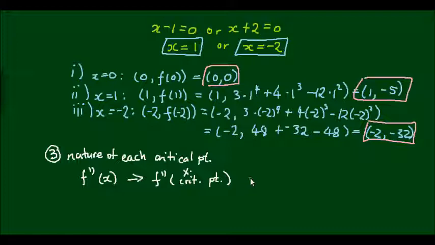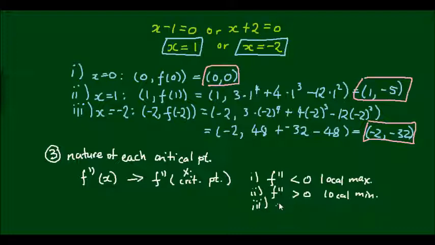And we have three scenarios. One, if f double prime is less than 0, we have a local max. The second scenario, if f double prime is greater than 0, we have a local minimum. And finally, if f double prime is equal to 0, we have what's called an inflection point.